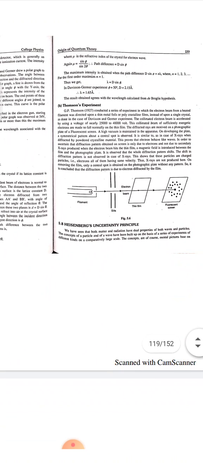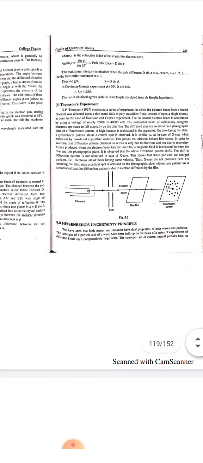Now we have to talk about an important concept, the Heisenberg uncertainty principle. The Heisenberg principle is stated as: in the simultaneous measurement of the position of a particle and its linear momentum in the same direction, the product of the fundamental errors in the two will be of the order of Planck's constant, that is Δp × Δx ≈ h, where Δp is the error in the measurement of linear momentum and Δx is the error in the measurement of position, both measured in the same direction.